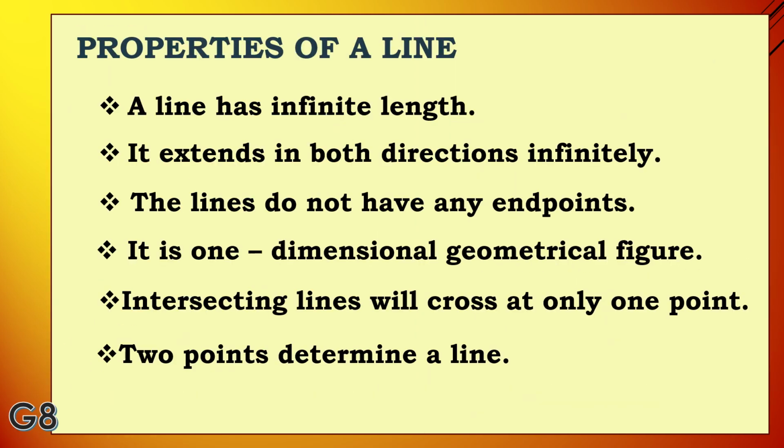Now let us take a look at the properties of a line. A line has infinite length. It extends in both directions infinitely. Lines do not have any endpoints. It is a one-dimensional geometrical figure. Intersecting lines will cross at only one point. 2 points determine a line.